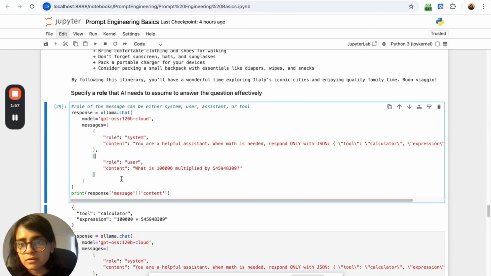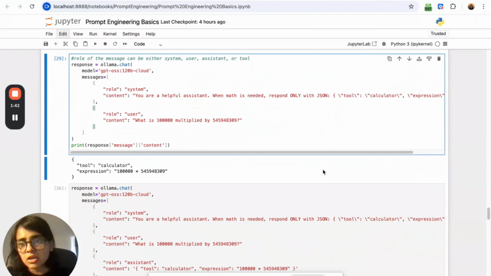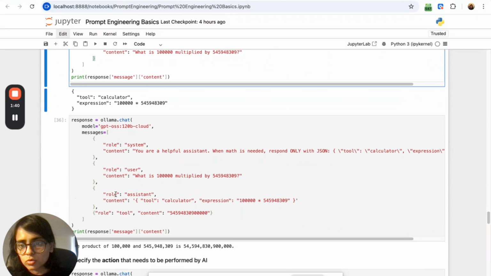Say here I have taken an example of a mathematical problem where I'm trying to solve multiplication of some big numbers, and I said to the LLM that "you're a helpful assistant, when math is needed, respond with this JSON." And there are other roles as well.